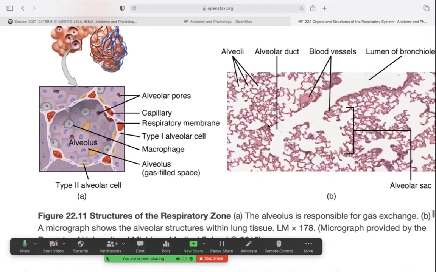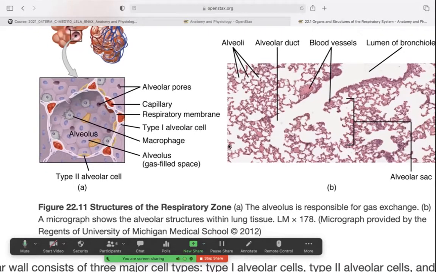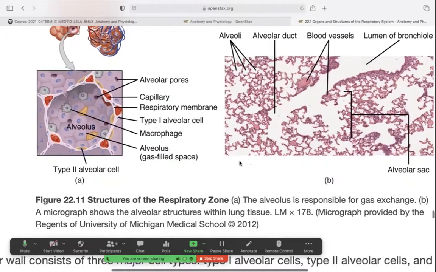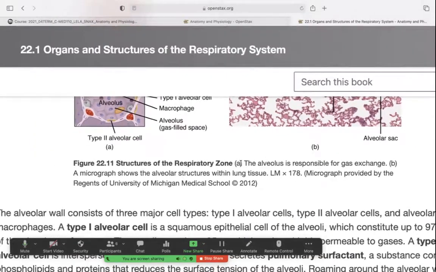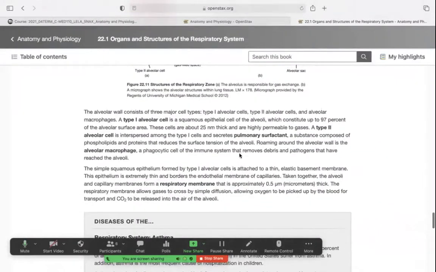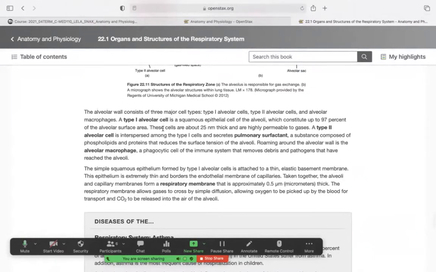And you could also see how it would be easy for a virus to come in here from the air and then go in here, right? Now, how does this stuff stay open and facilitate oxygen going in, carbon dioxide going out? Well, you got these specific cells. You have type 1 alveolar cells, which are squamous epithelial, and they're relatively thin and highly permeable to gas.